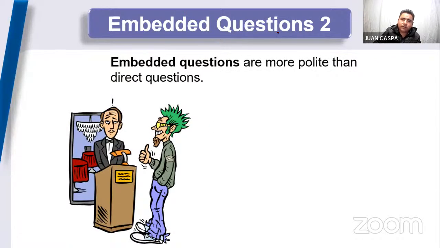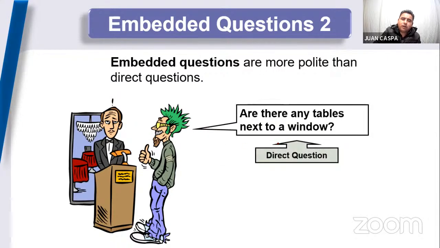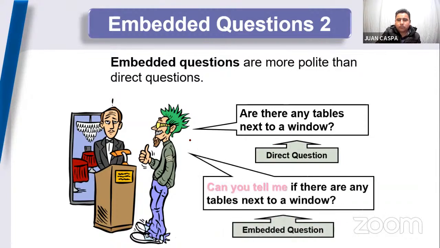embedded questions we have here are more polite than direct questions, right? A direct question is, are there any tables next to a window, right? This is a direct question, una pregunta como cualquiera, ¿no? Una pregunta directa, right? But this is an embedded question, right? Can you tell me, it's more polite, right? Can you tell me if there are any tables next to a window? So this is an embedded question.